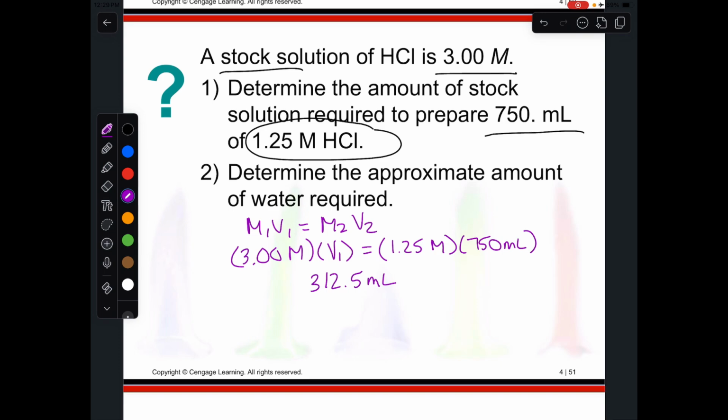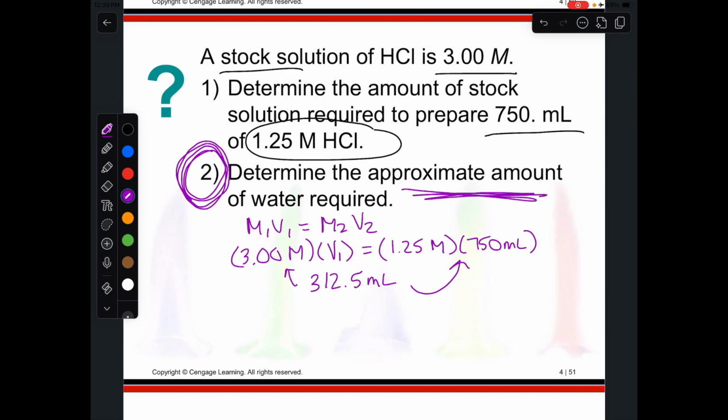And again, let's just remind ourselves what that even means. That means to create this solution, I need to take out 312.5 milliliters of this concentrated stock and put it into a solution that is large enough to fit 750 milliliters. And when I fill that up to 750 milliliters, including the concentrated and the water, I will have a 1.25 molar solution. Now, I like this second question because it really helps to clarify what is going on here.